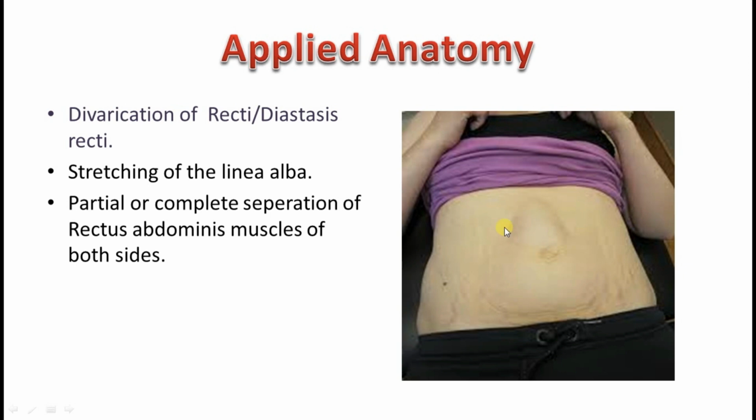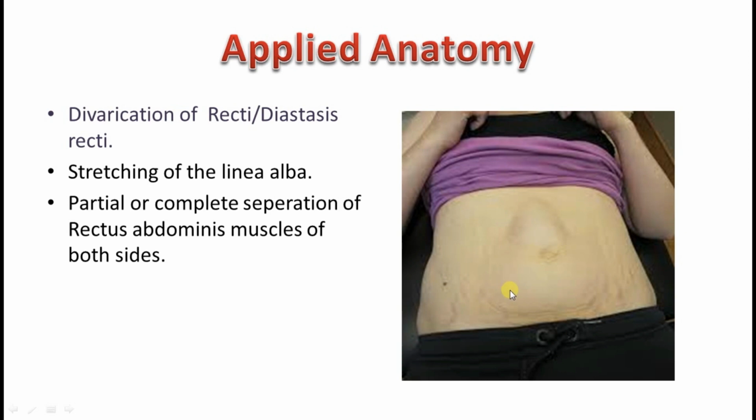So you can examine the divarication of recti by asking the patient to lie on his back, then flex his knee 90 degrees, and then lift the head of the patient so that the chin touches the sternum. Then you can see the muscle contracting and you can see the muscle will bulge.